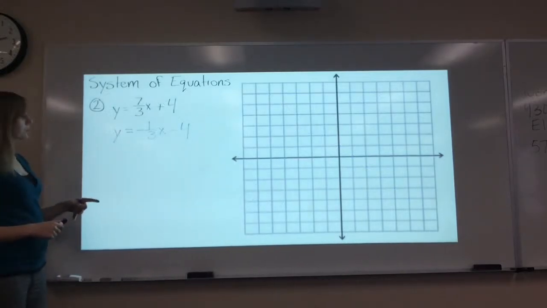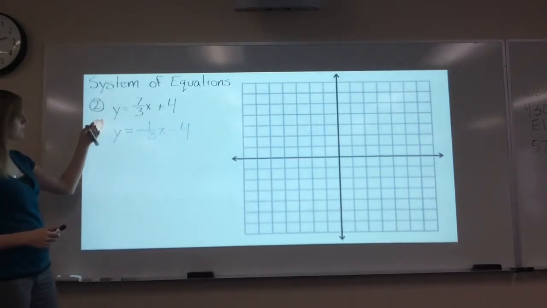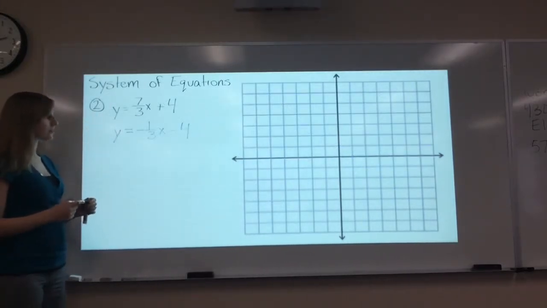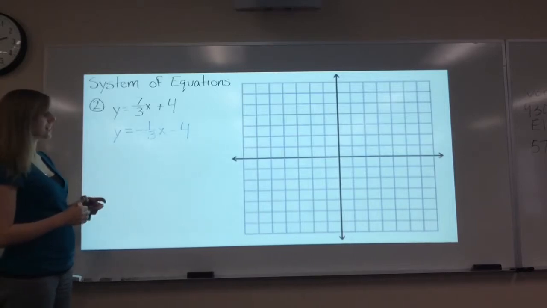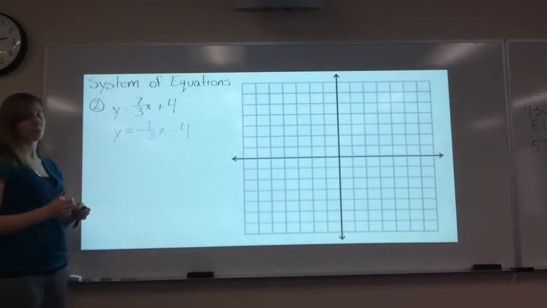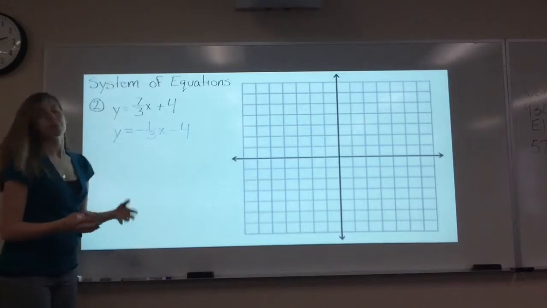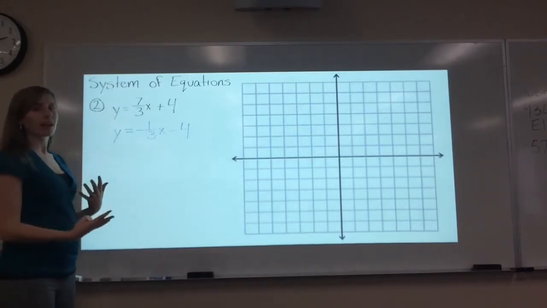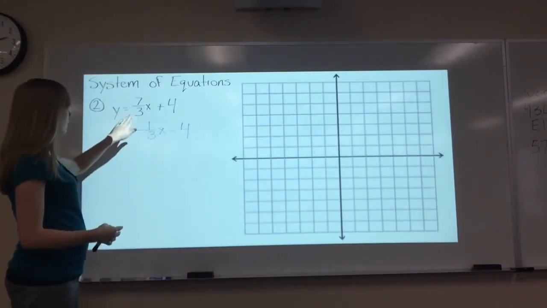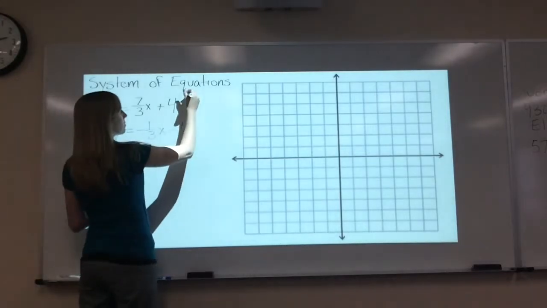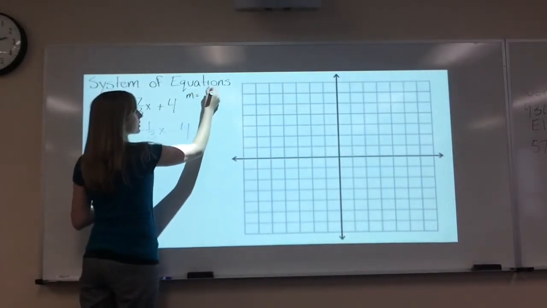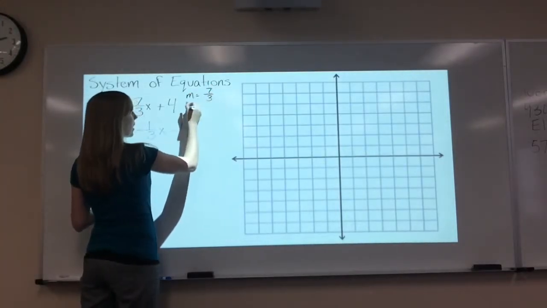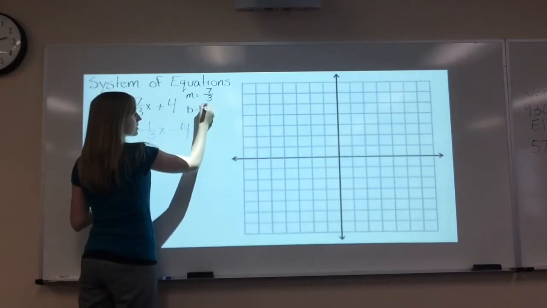For problem number 2, we have two equations. First one, y equals 7/3 x plus 4. Our second is y equals -1/3 x minus 4. So remember, graph them separately and then we find where they intersect. So go with the first one. Our slope is 7/3 and the y-intercept is +4.